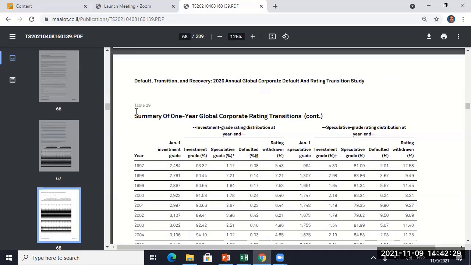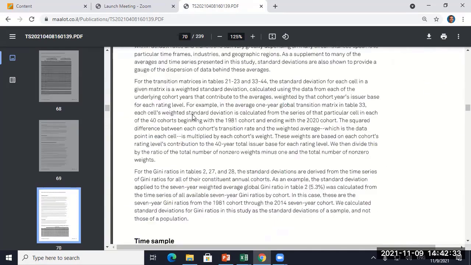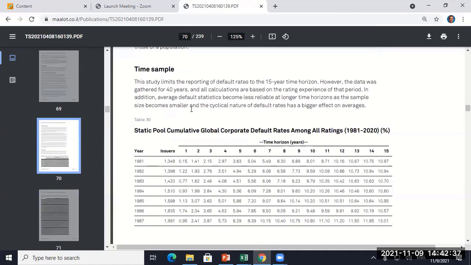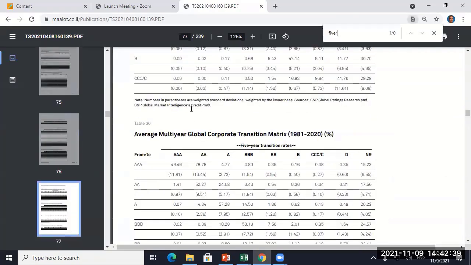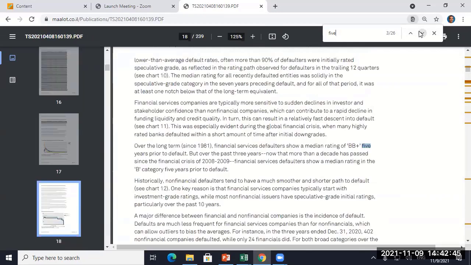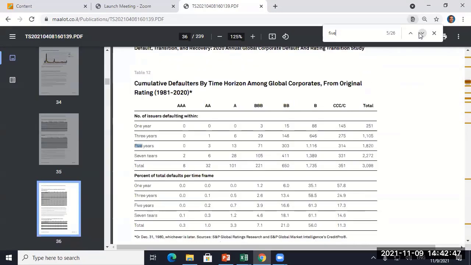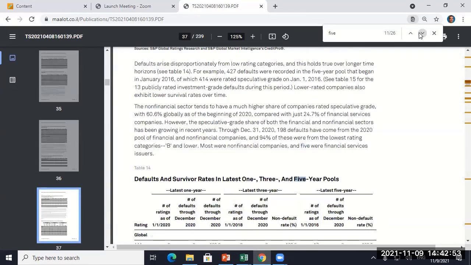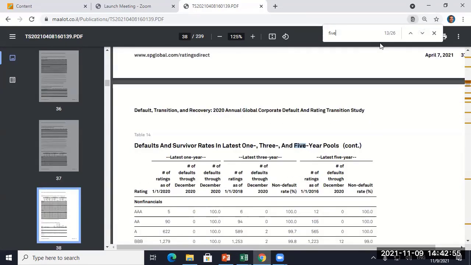This says transition, but it's only a 1 year. I don't want to see the 1 year transition. I want to see the 5 year, but it's in here somewhere. I probably could do a search on five. Yeah, there's 26 things with five in it. So it's in there somewhere. I want it in the title. It's in there. I'll find it one of these days.